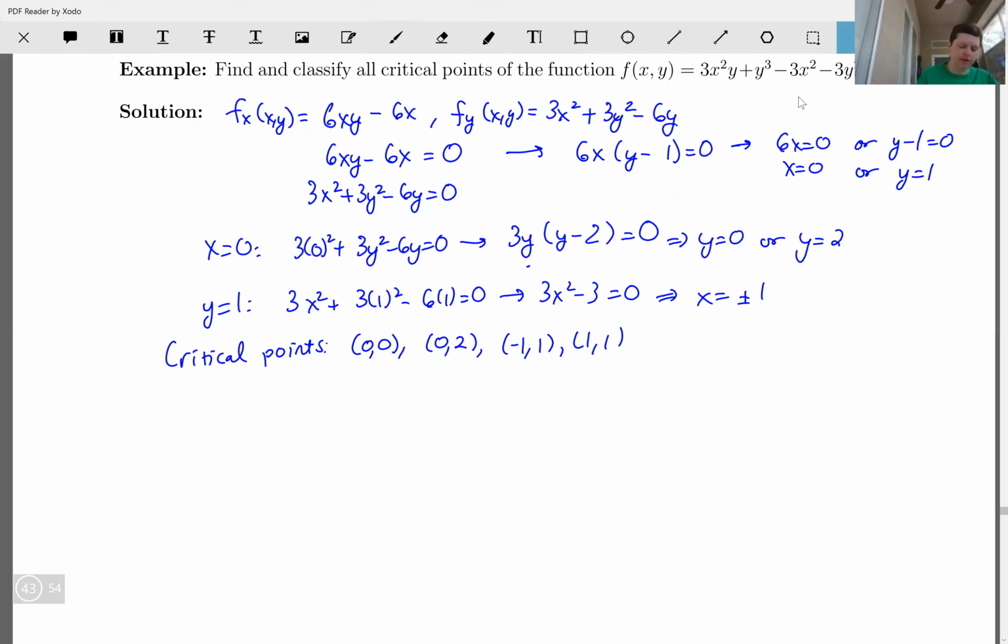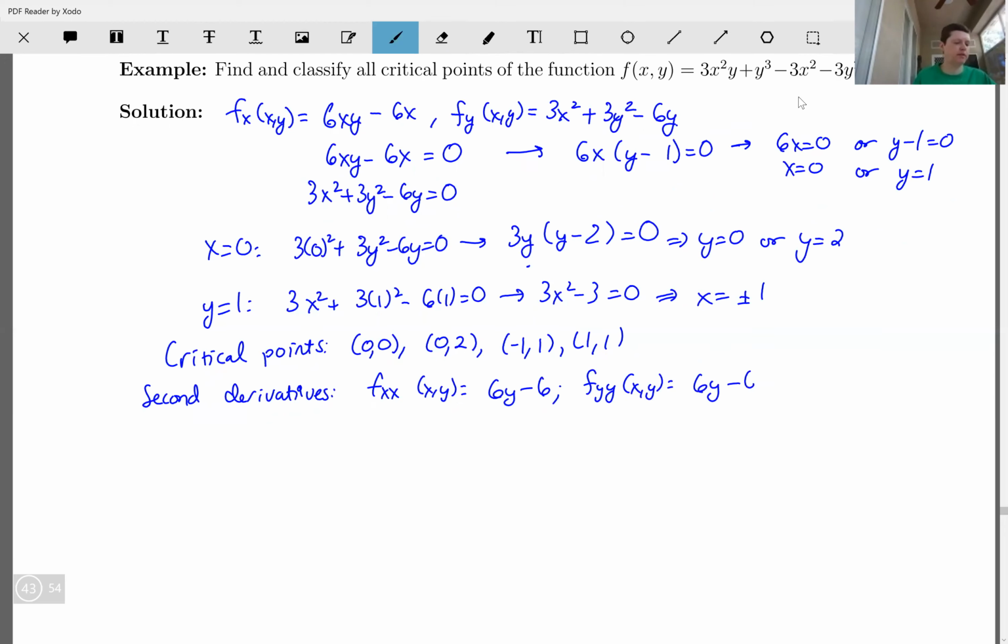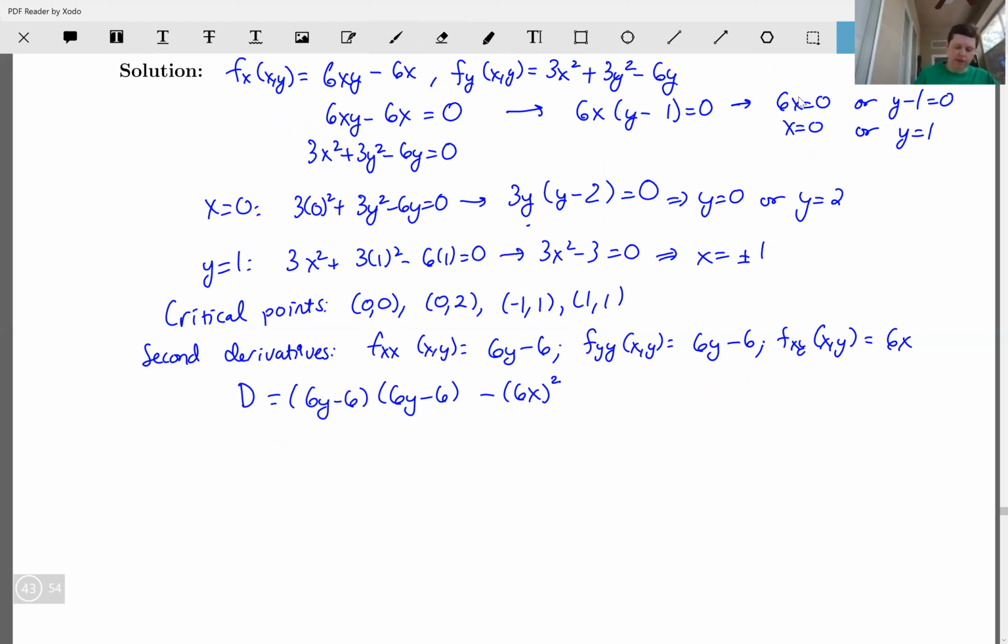Now let's compute the second derivatives. The second partial with respect to x gives me 6y minus 6. The second partial with respect to y gives me 6y minus 6. I feel a pattern here. And the mixed partials, both are equal to 6x. So D is going to be equal to (6y minus 6) times (6y minus 6), minus the quantity 6x squared. That's just (6y minus 6) squared minus (6x) squared.